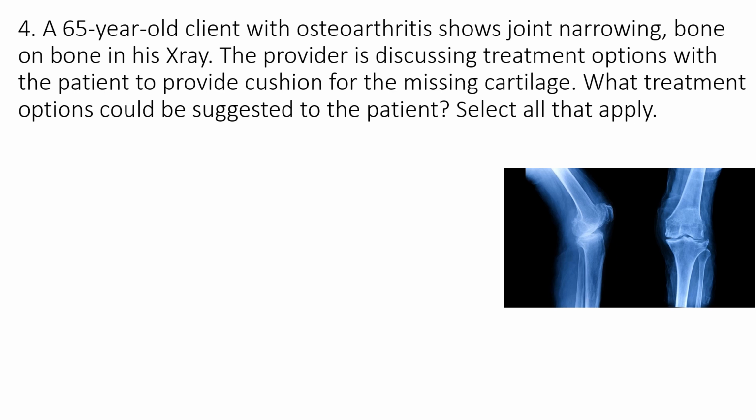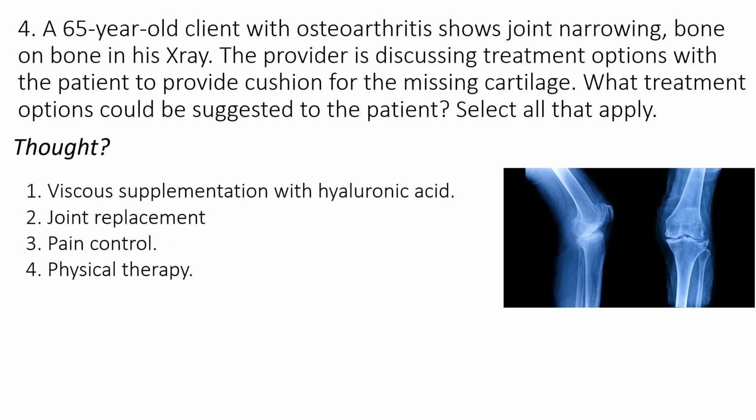Question number 4. A 65-year-old client with osteoarthritis shows joint narrowing or bone on bone in his x-ray. The provider is discussing treatment options with the patient to provide the cushion for the missing cartilage. What treatment options could be suggested to the patient? Select all that apply. Is it number 1, viscous supplementation with hyaluronic acid? Number 2, joint replacement? Number 3, pain control? Number 4, physical therapy?